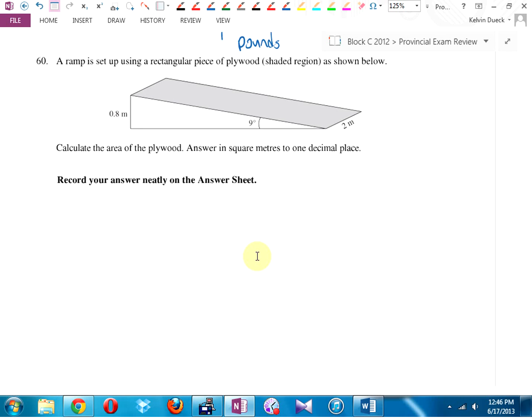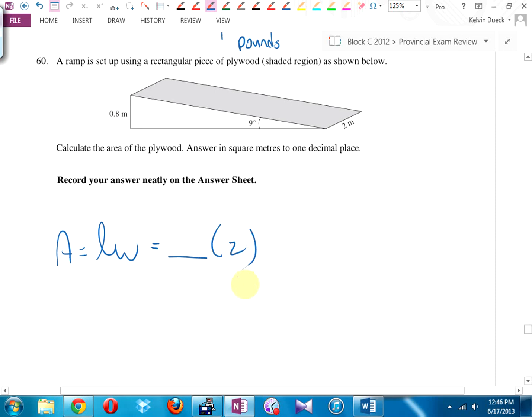Calculate the area of the plywood. Oh, all they want is the area of that shaded plywood. What shape is that shaded plywood? What's the area of a rectangle? Oh, and you know what? I know the width. I need the length. I'll call that length X.